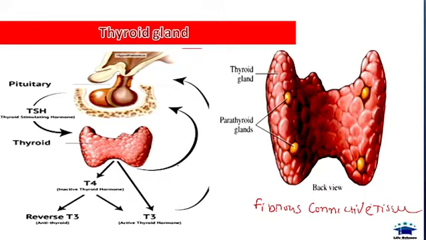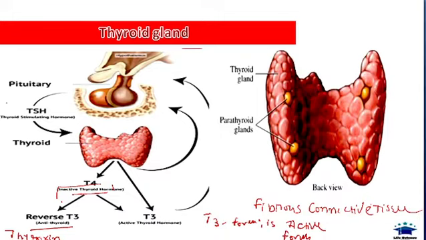The interior of the follicles contains colloid, a protein-rich fluid. The follicular cells produce two hormones. This is thyroxine, also called tetraiodothyronine. The T3 form is the active form, and T4 is the inactive form.